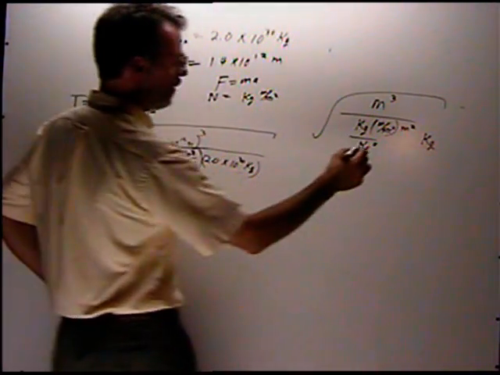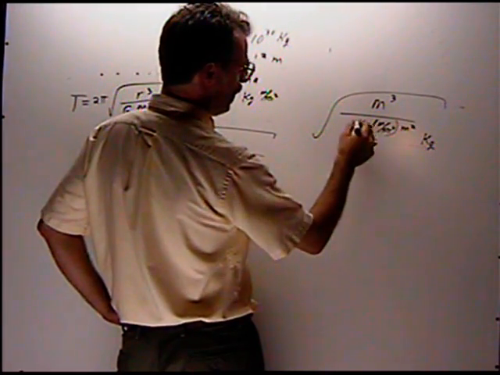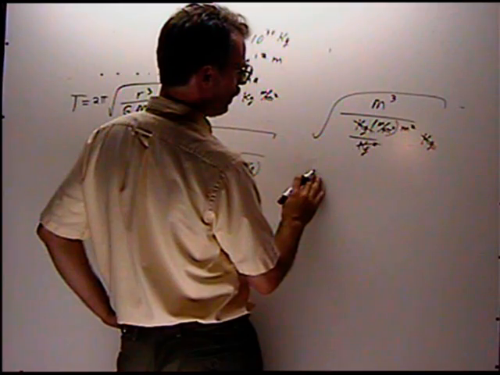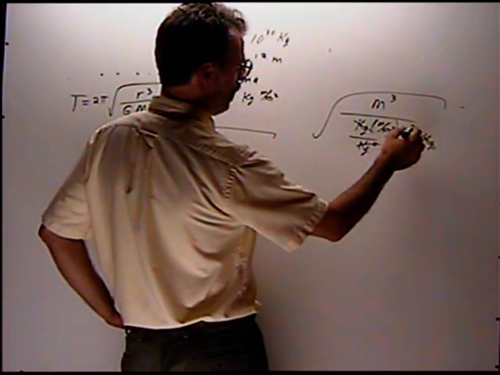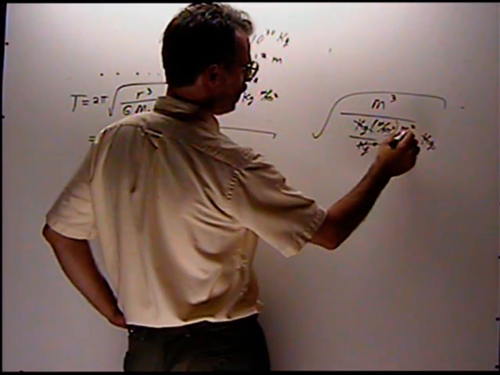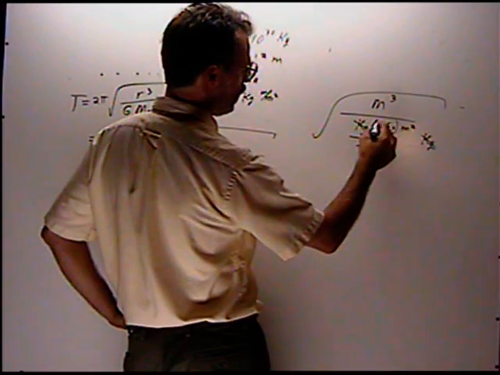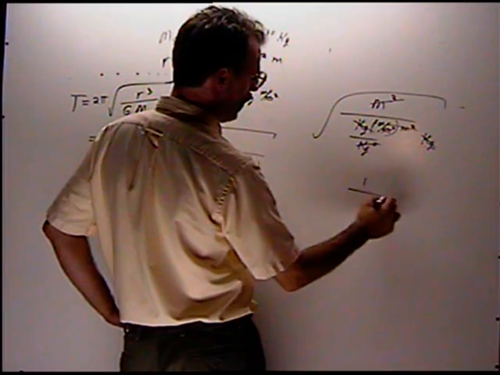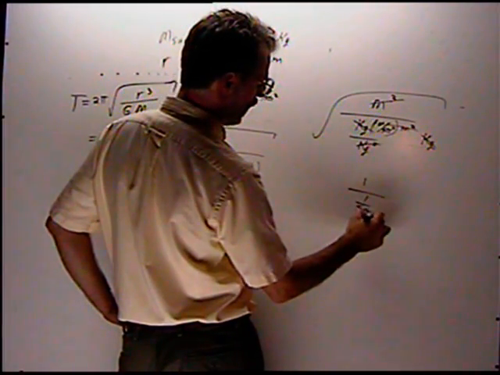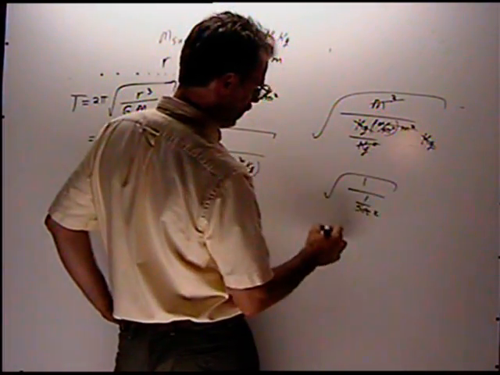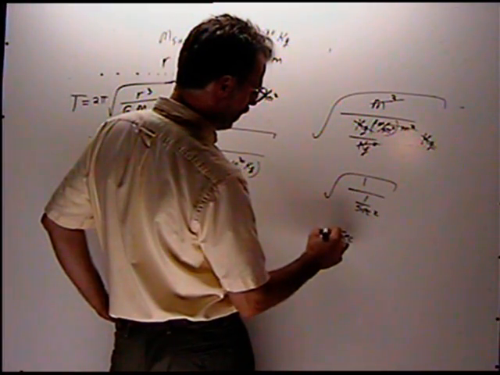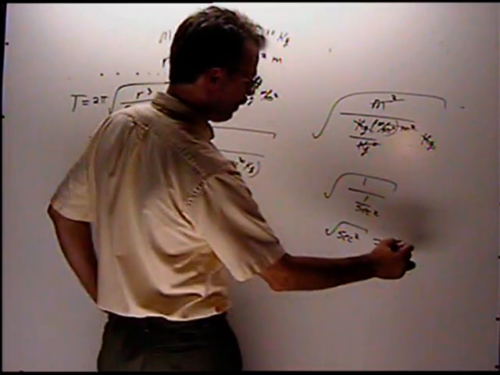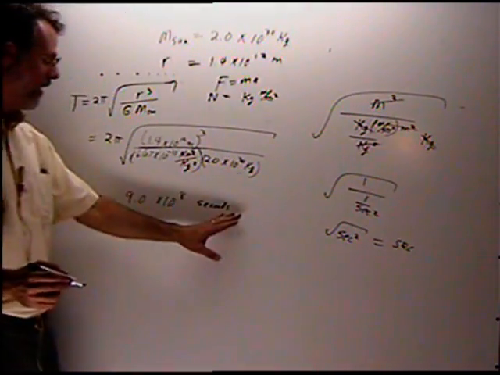Notice that these 2 kilograms cancel with that kilogram. We have meter times meter squared, that becomes meters cubed. These meters cancel out, leaving you with 1 over second squared, and the square root of that comes out to seconds. So the units do come out to seconds.